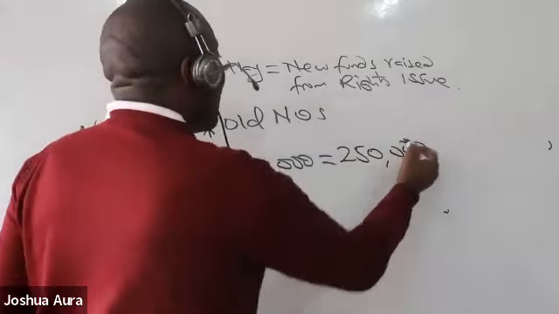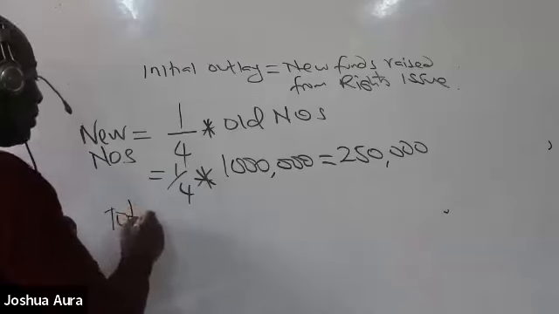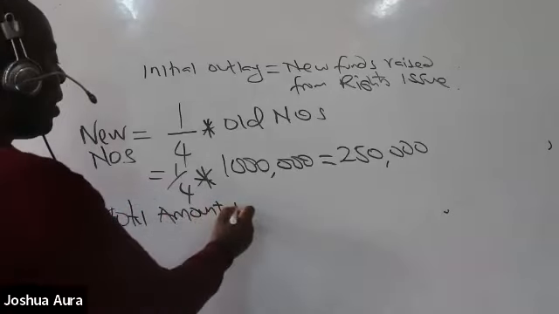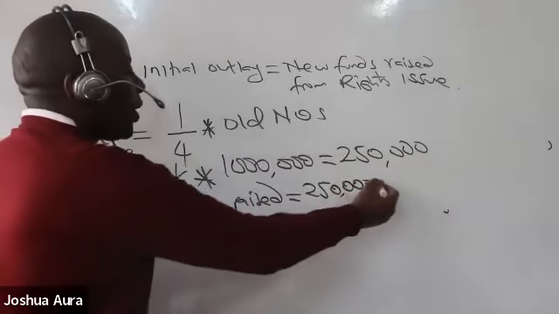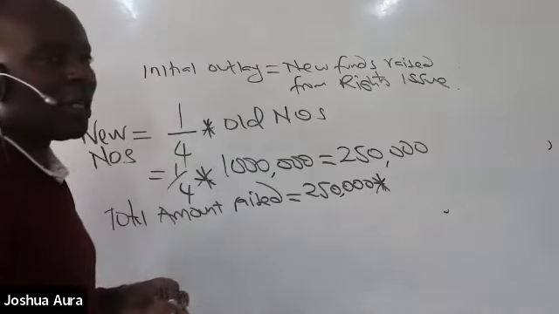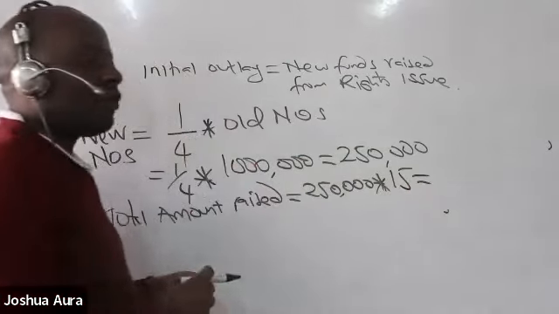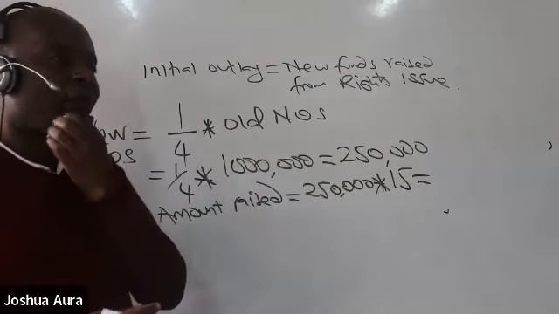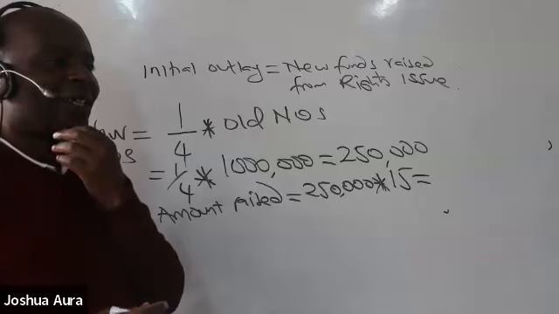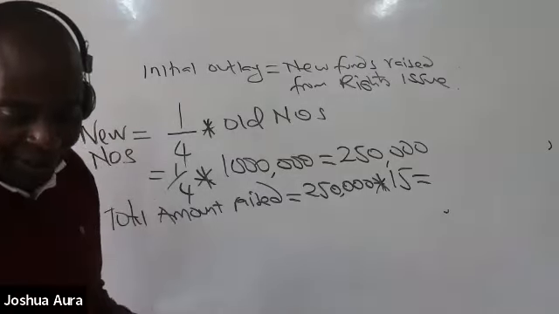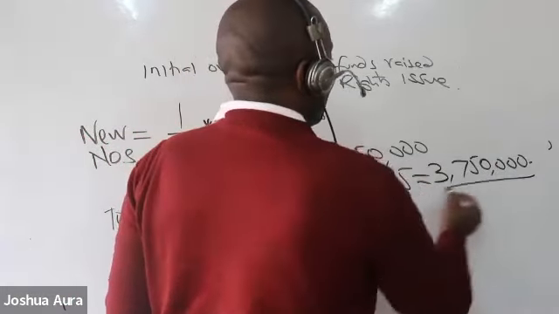250,000. And then these guys, ladies and gentlemen, who are giving us this money, for me to get the total amount raised, I will take the 250,000 new shares under the rights. And we know that these guys are giving how much per share? They're giving us 15. So please give us the total amount raised. 3.75 million.